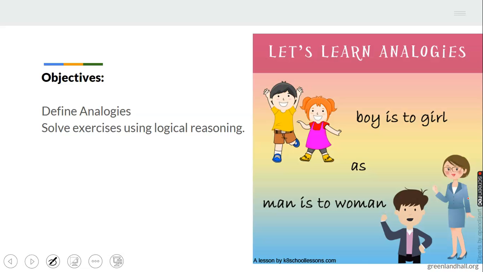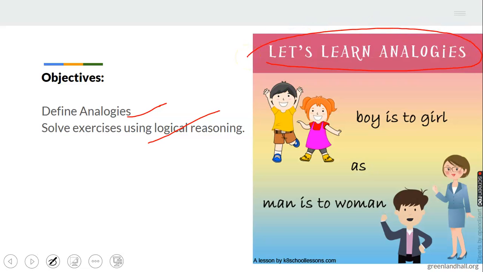Now, let's learn analogies. It's going to be fun. Boy is to girl as man is to woman. At the end of this class, you should be able to define analogies. And then you should be able to solve exercises using logical reasoning on analogies. So let's learn analogies together.